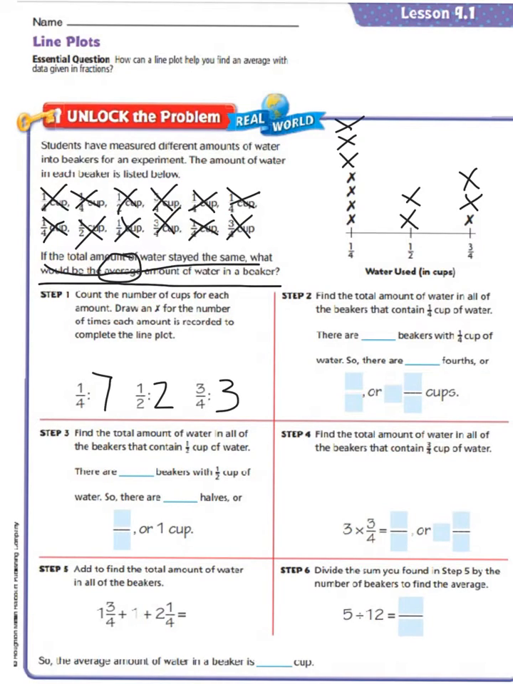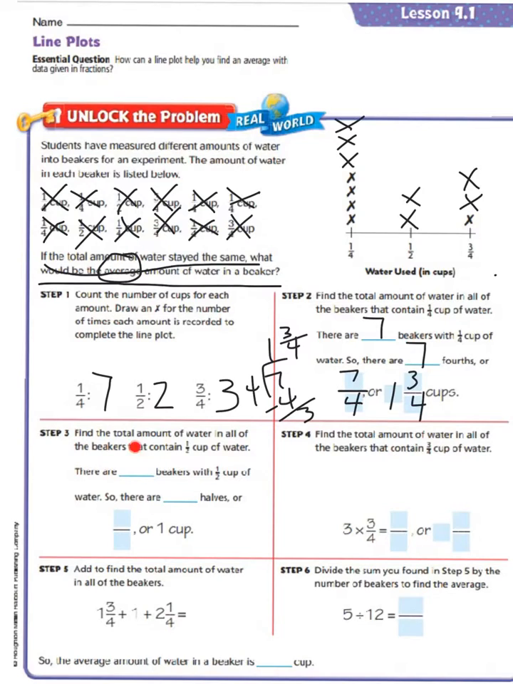Now let's look at step 2. What does step 2 tell us to do? Find the total amount of water in all of the beakers that contain 1/4 cup of water. So according to our data, there are blank beakers with 1/4 cup of water. So we know that there were 7 beakers with 1/4 cup of water. So there are 7 fourths. If we take our 7 fourths and divide it out, our fraction greater than 1, or our improper fraction, we see that 1 times 4 is 4, and 7 minus 4 leaves 3. Our denominator stays the same, so it's 1 3/4. So 1 3/4 cups.